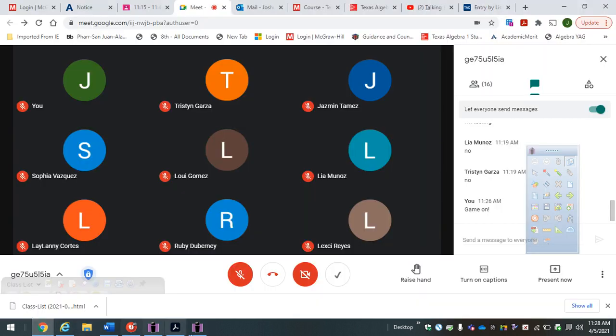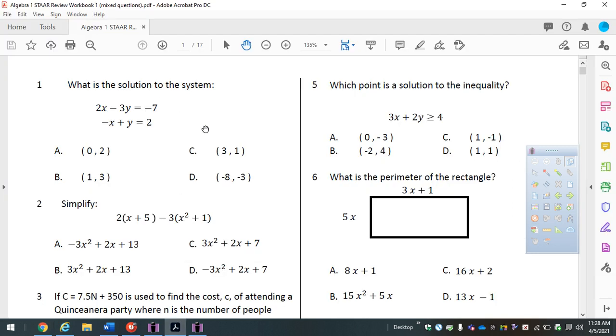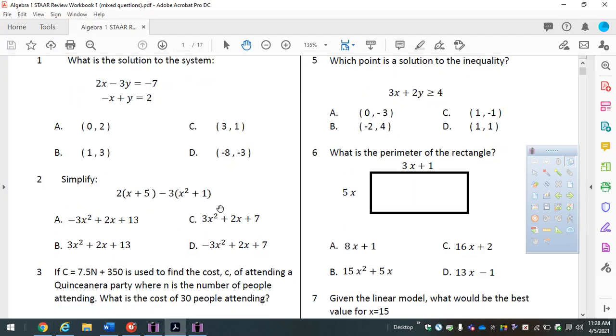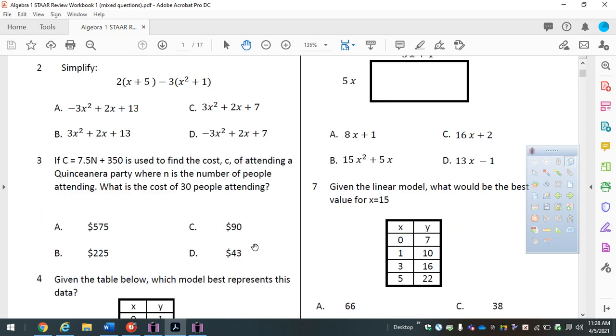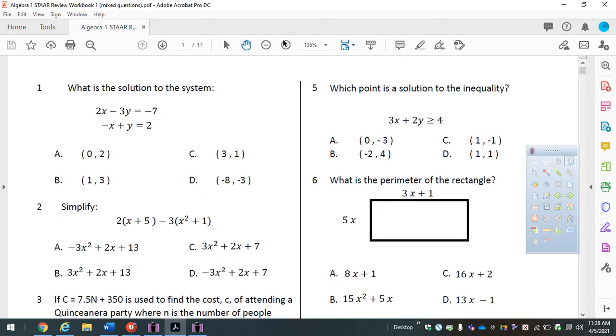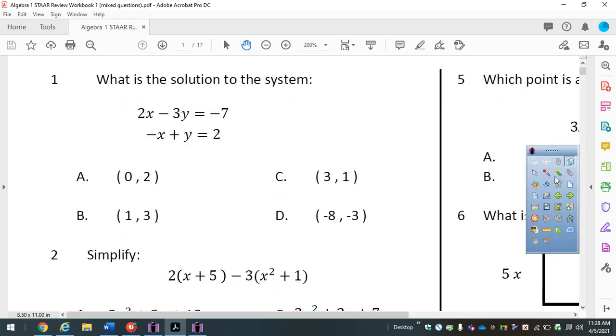Just FYI, we are working on STAAR reviews. This is the first one I gave you, page 1 of 17. I actually gave them all to you, but this is the one I want you to approach and work on today. I'm going to go through it real quick and show you how to work it out. If you have any questions, let me know.